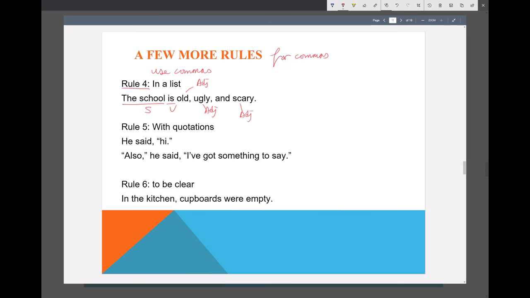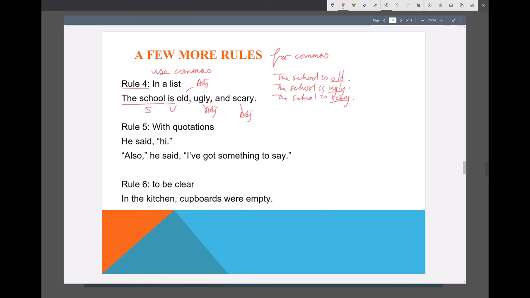So instead of saying the school is old, the school is ugly, the school is scary. You're writing all 3 adjectives in one sentence, so you need to separate each adjective with a comma. In academic writing, it's good to know that you put the comma before the "and" as well. So it should read, the school is old, comma, ugly, comma, and scary.